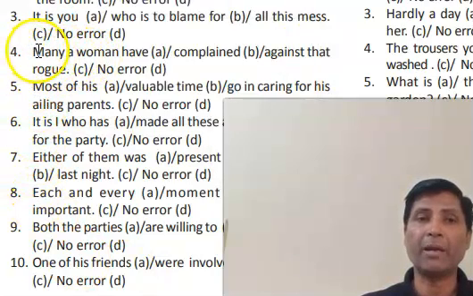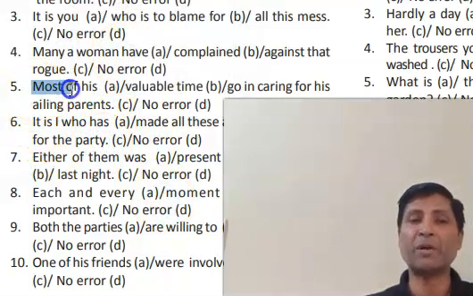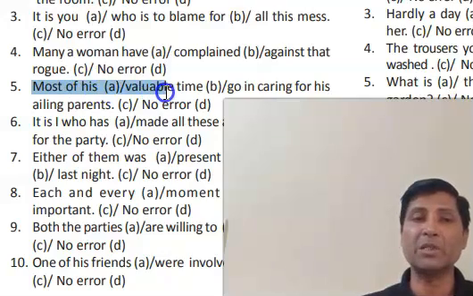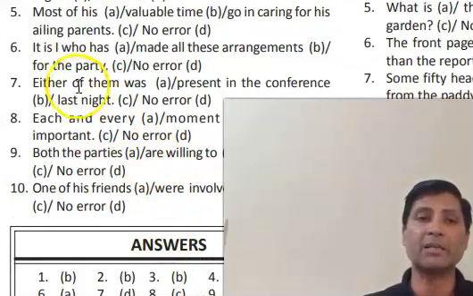Number 4. Many is singular. Verb have is wrong. It should be has. Look at most of. When most of is followed by plural, it should be plural. If it is here most of valuable time, time is uncountable, verb go is wrong, it should be goes. Number 6. Go fast. 10 questions, 30 seconds.